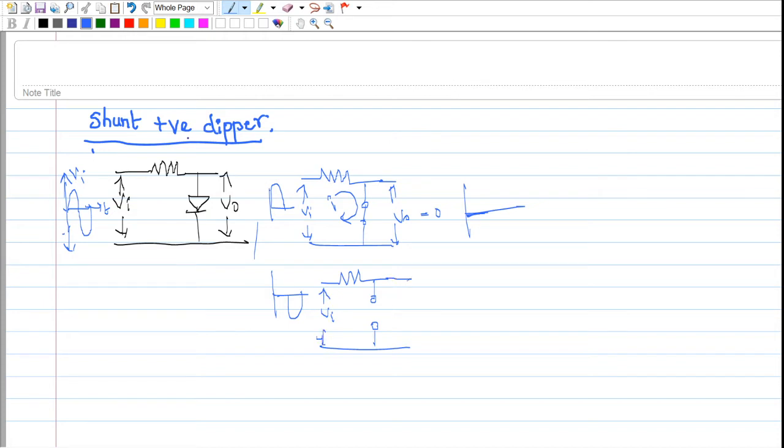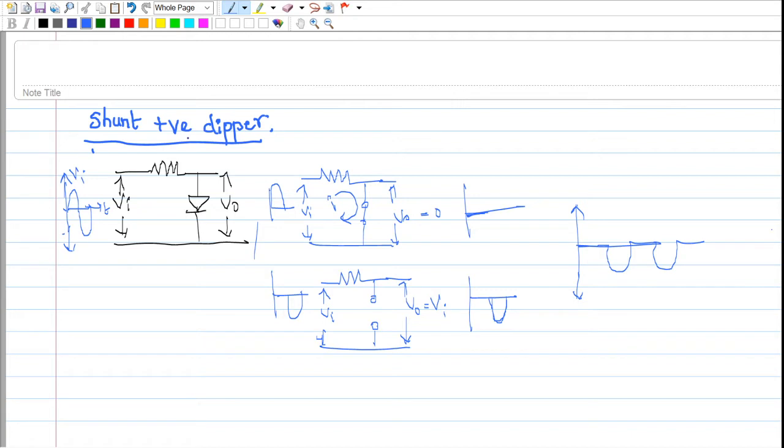So we get the total input voltage at the output. V naught is equal to Vi. It does not conduct, so the output voltage is equal to the input voltage only. When I am applying the negative half cycle, we get only this negative half cycle. So this is the output waveform. This type of waveform we get at the output side. So we can remove the positive half cycle of the input signal. So it is a positive clipper, a shunt positive clipper.